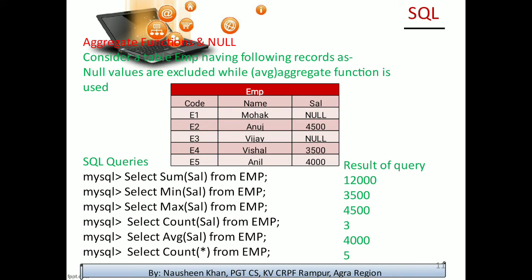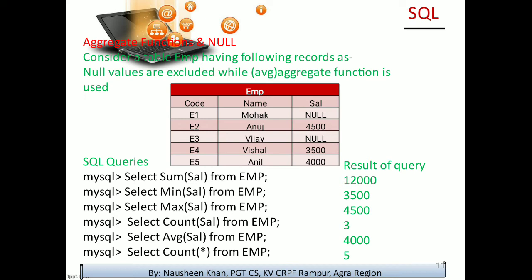Now see how aggregate functions work with null. Consider a table EMP having the following records, as null values are excluded while an aggregate function is used. First, select sum(sal) from EMP. In this EMP table, we have 3 columns: code, name and sal. In this query, we are only calculating the sum of the sal column. But there are 2 nulls in this column.